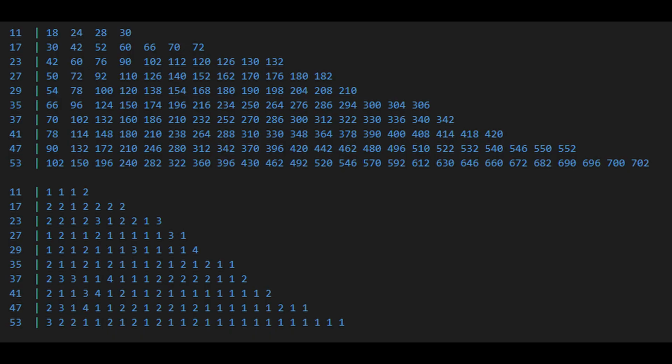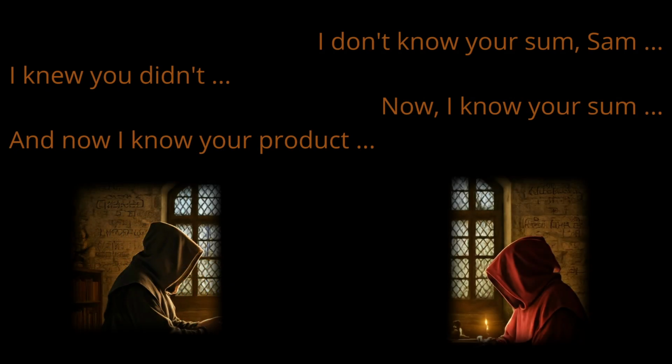We see that the products like 18, 24, and so on appear only once, so if Prudence had any of these products, he would have figured out Sam's sum. Now let's look at the original conversation again. Prudence says, "Now I know your sum," and then Sam says, "And now I know your product." But what sum did Sam have that let him figure out the product?